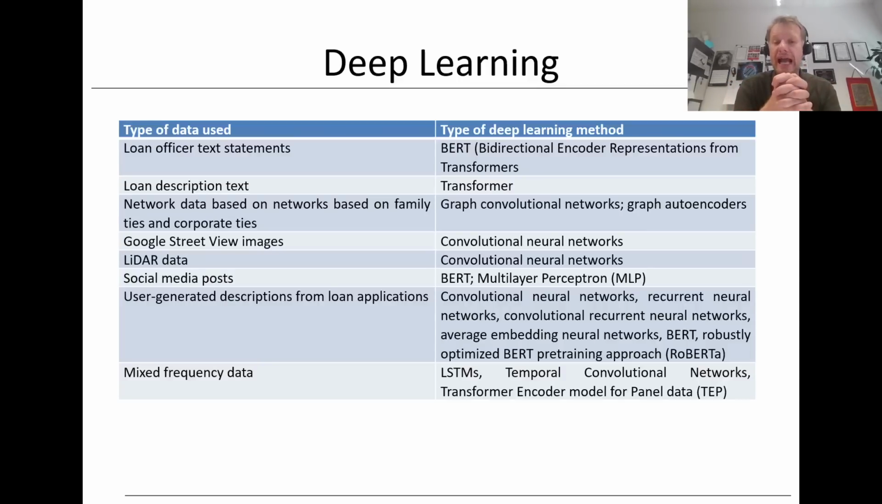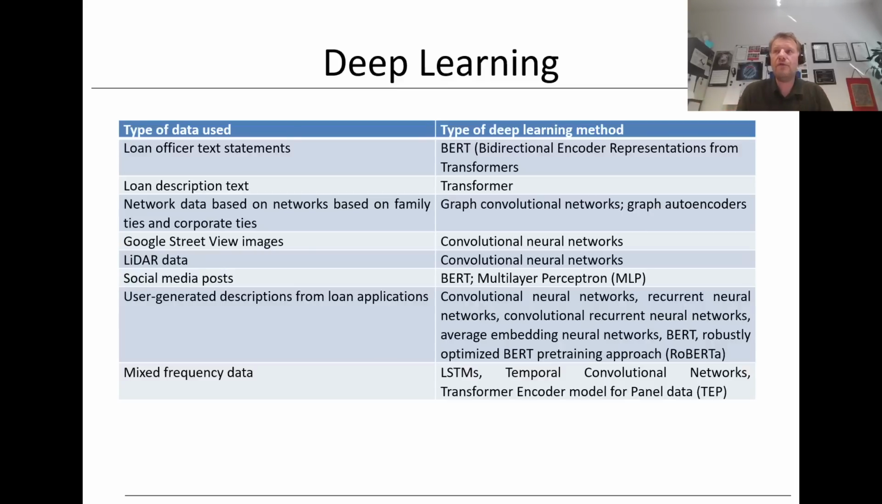Images are usually analyzed using convolutional neural networks. Like Google Street View images, LiDAR data can be analyzed using convolutional deep learning neural networks. BERT can also be used for analyzing social media posts, which is again textual data. And then here you can see in my penultimate row that user-generated descriptions from loan applications can be analyzed using convolutional neural networks, recurrent neural networks, convolutional recurrent neural networks, etc.